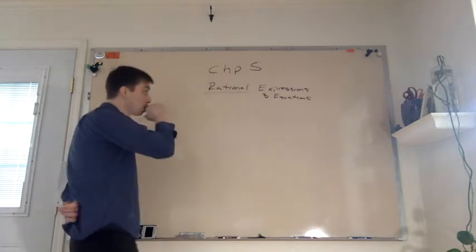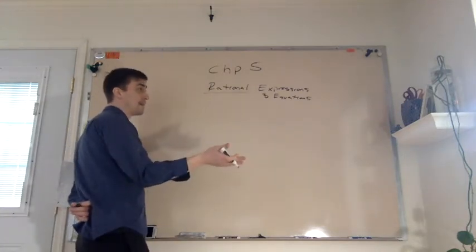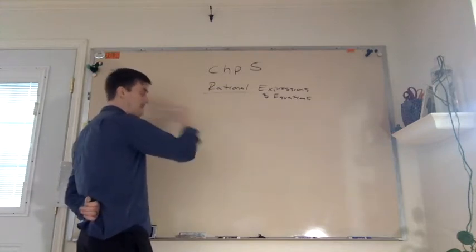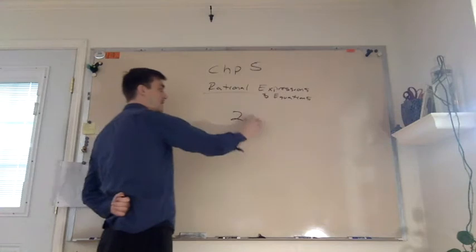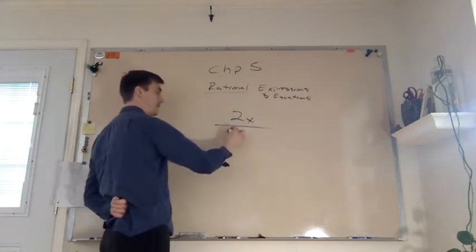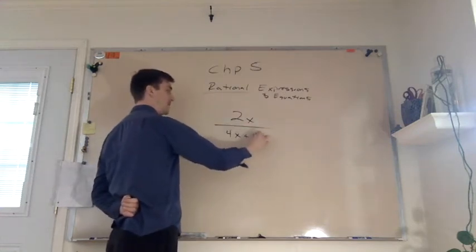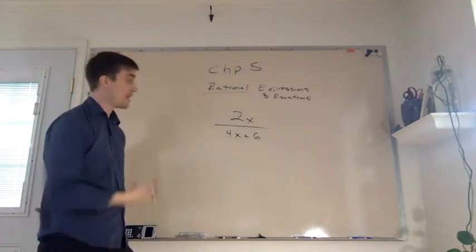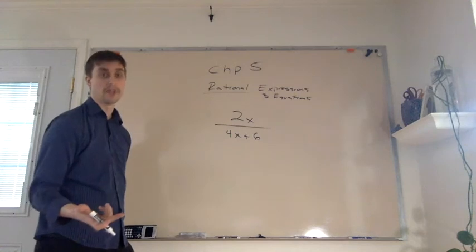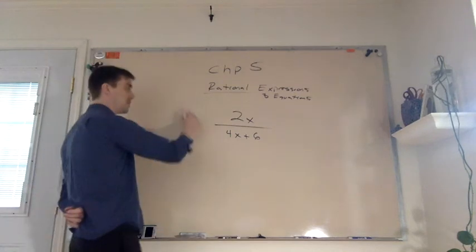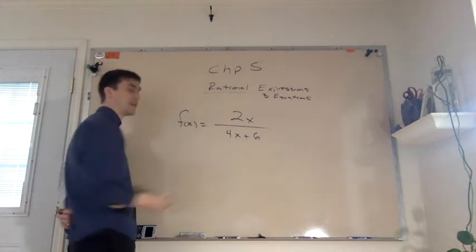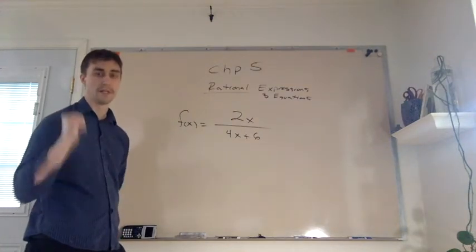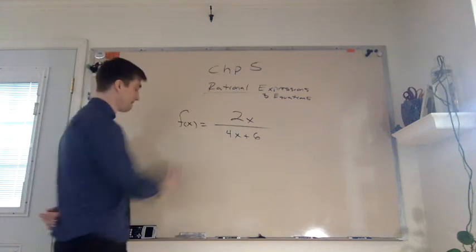So, last time we were talking about some simplifying work, like 2x divided by 4x plus 6. Stuff like this. You might be asked to simplify this. You might be asked to find the restricted values of this. If this was written using function notation as a function, you might be asked to find the domain of that function, which is to say to find the restricted values and then take everything else that can work.